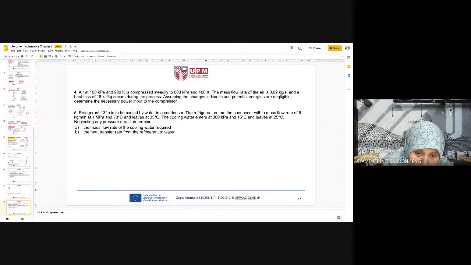The cooling water enters. Here we already have all the information, pressure and temperature. So from 70 to 35 degrees, and from 15 to 25 degrees. So I'm going to just draw here.